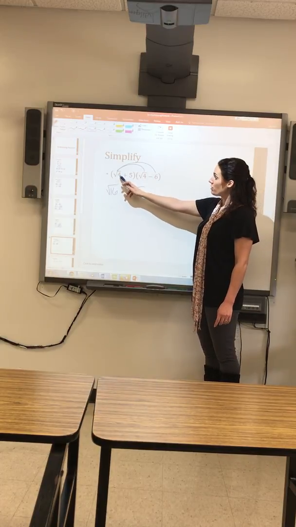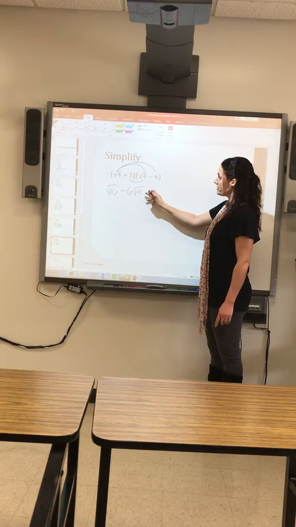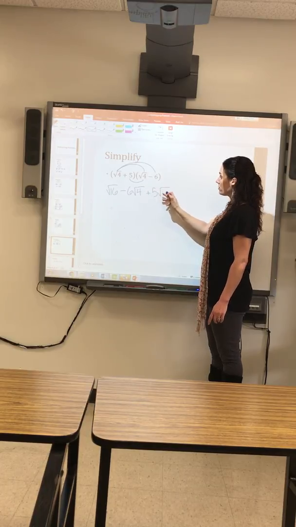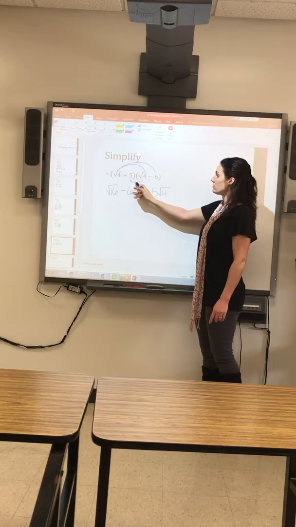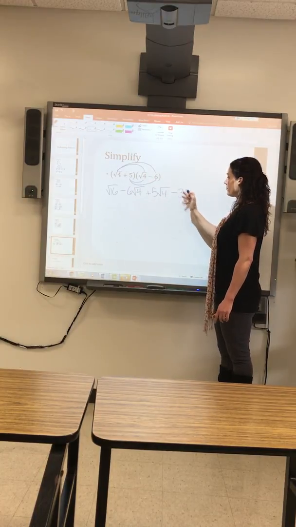We've distributed the square root of 4, so now we'll distribute the 5. 5 times the square root of 4 is 5 square root 4. 5 times minus 6 is minus 30.